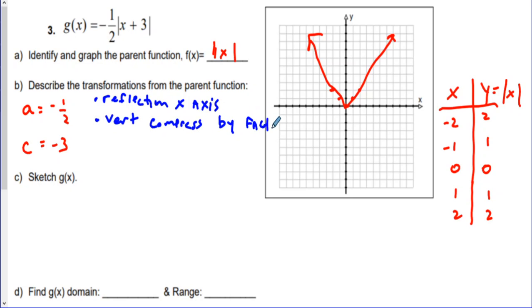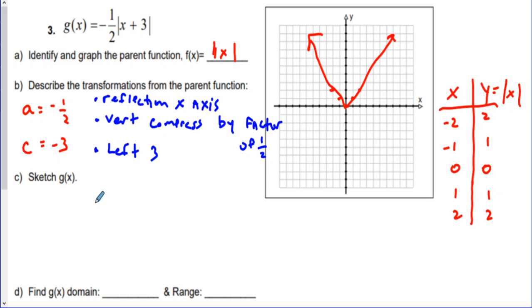I'm using the word compress because 1/2 is a fraction or a decimal, so that means that all of the distances are going to get vertically smaller. And then the -3 is just going to go to the left by 3.